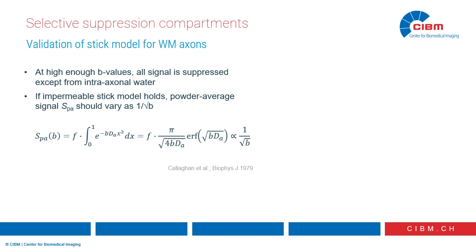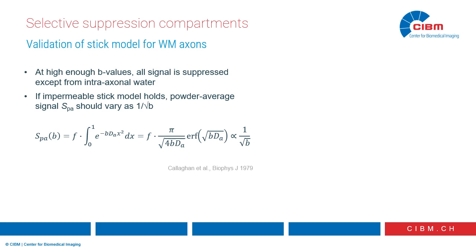because here you have your individual stick attenuation. This is the cosine squared between the orientation of the stick and the applied gradient. You're integrating this over all possible orientations when taking the powder average, and this is nothing less than the error function. So this can be written as 1 over square root of b at high b values.